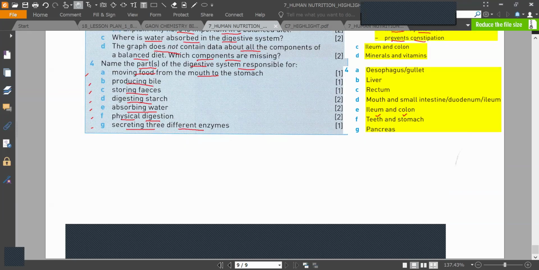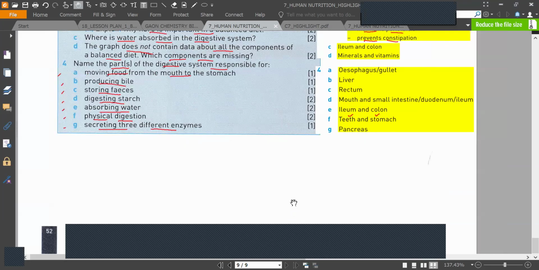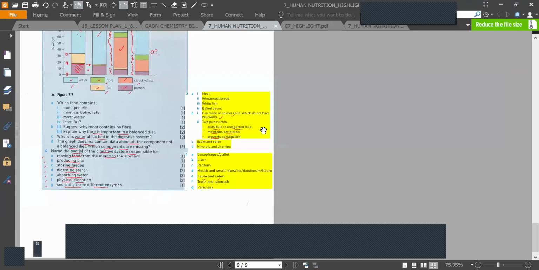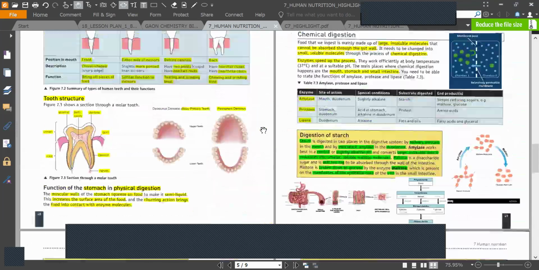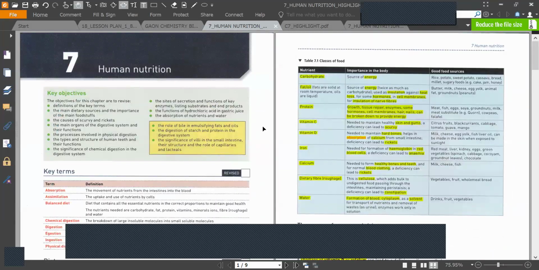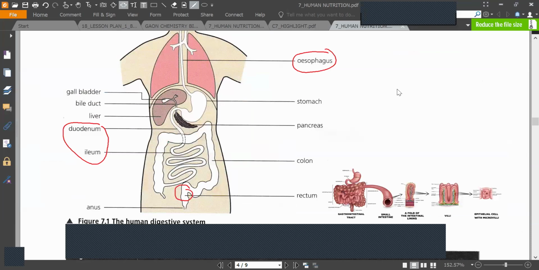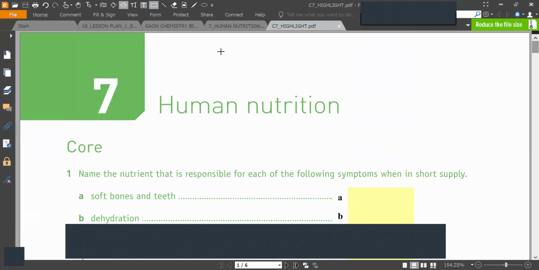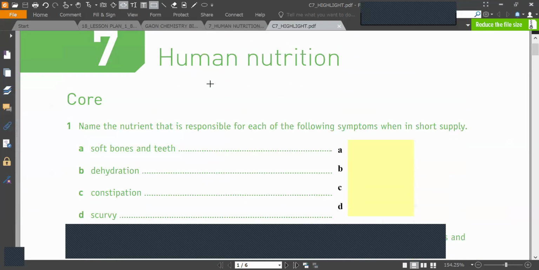Okay, so with this, we finish all of the notes for this unit 7, human nutrition. So everything is finished. Now we will move on to the workbook. Okay, so let's take a look.